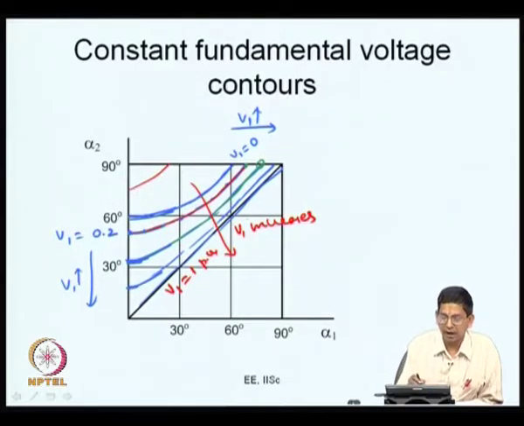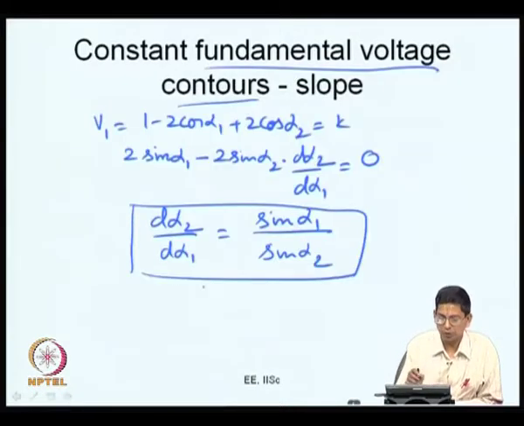Whereas, on the other end, if you look at alpha 2 equal to 90, it is sin alpha 1 by sin alpha 2. So, sin 90 is 1, and the slope is simply equal to sin alpha 1, which was one of the last observations made in the previous lecture. It is more or less like a line with slope equal to sin of alpha 1 at those points. So, that is what we may have to observe about the slope of all the constant fundamental voltage contours.